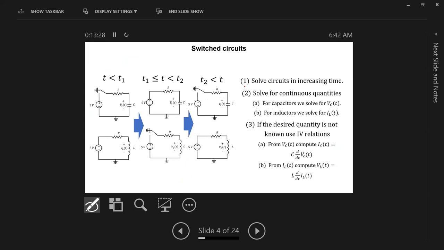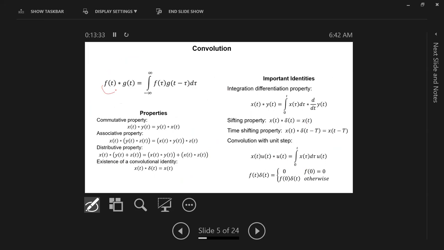And then last class, we looked at convolution, which takes two functions and computes this integral for each instant in time. So convolution is an operator. You input two functions and you get another function. And it has the same properties of multiplication: commutative, associative, distributive, and it has an identity called the delta function.